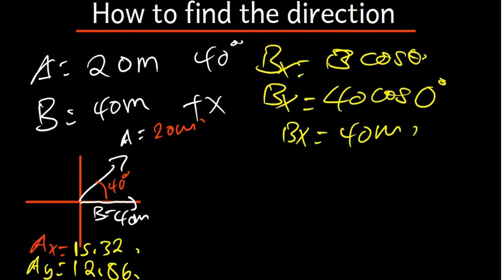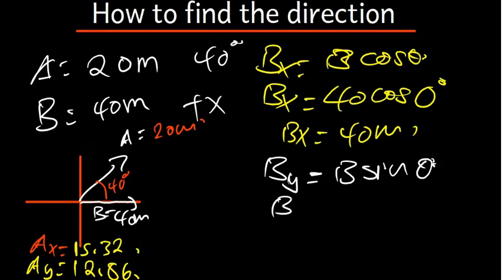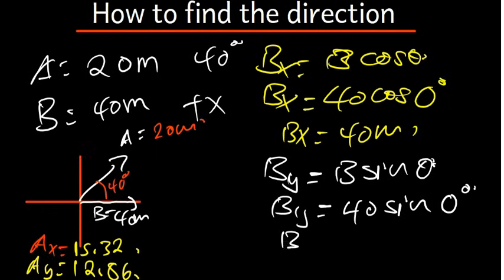Then I go to the By. It's going to be B sine theta. So it's going to be By. B is 40, sine 0. So this is going to give us 0.